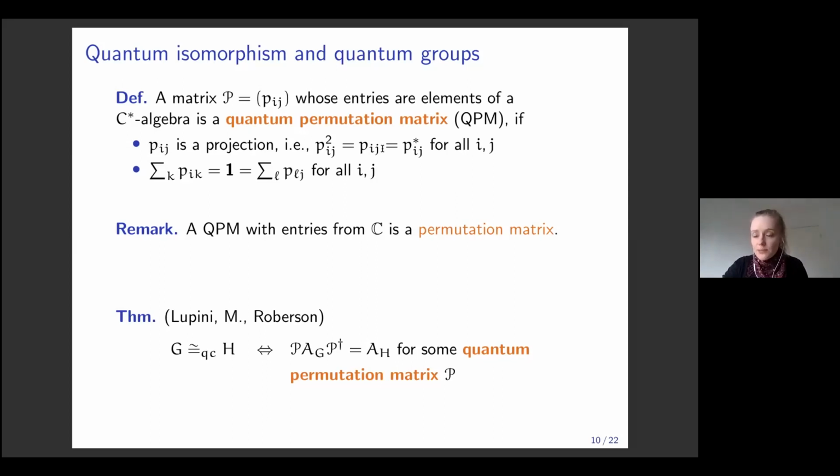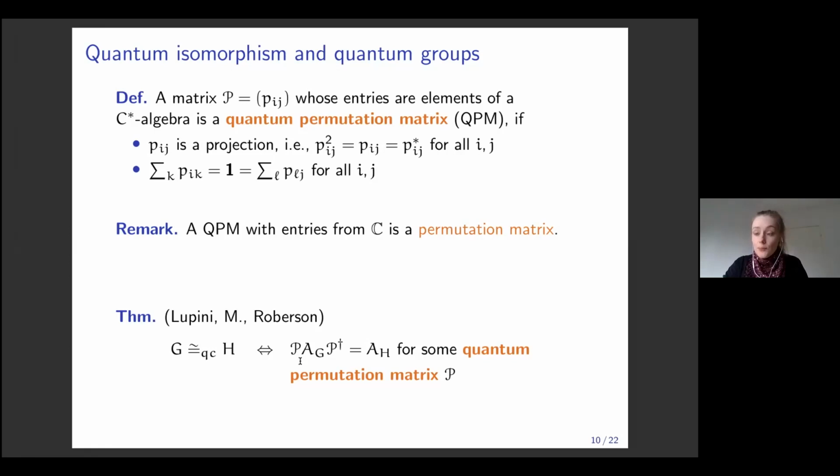So they square to themselves and they are self-adjoint. And you need that along every column and along every row, your entries add up to 1, which is now the identity element in your C-star algebra. Okay. And if the C-star algebra was just complex numbers, in that case, you recover the notion of permutation matrix. This first requirement here, for instance, translates into saying that your entries are 0 and 1. And the second translates into saying that if I add them along any column or row, I get number 1.